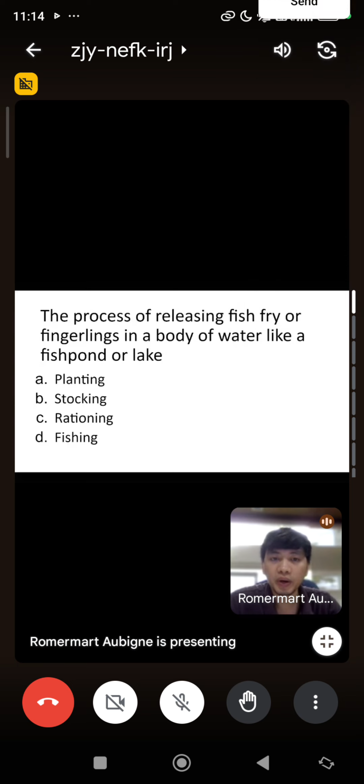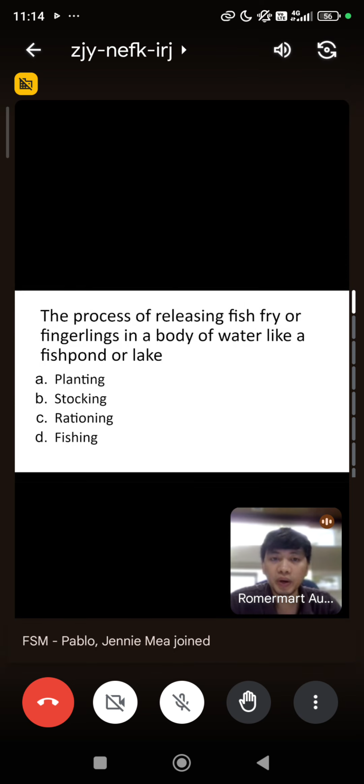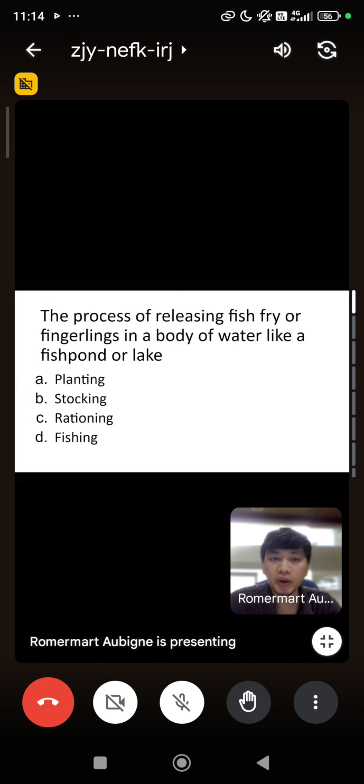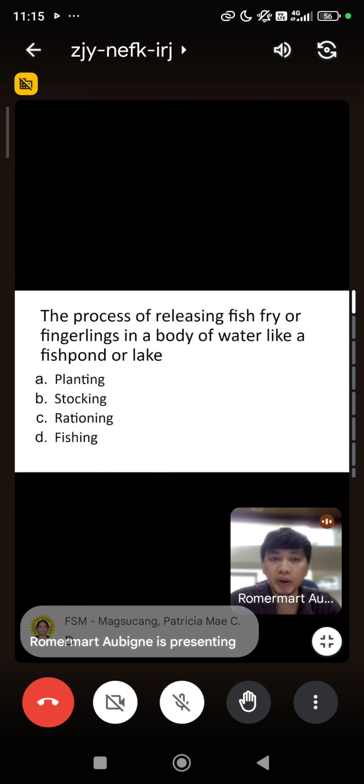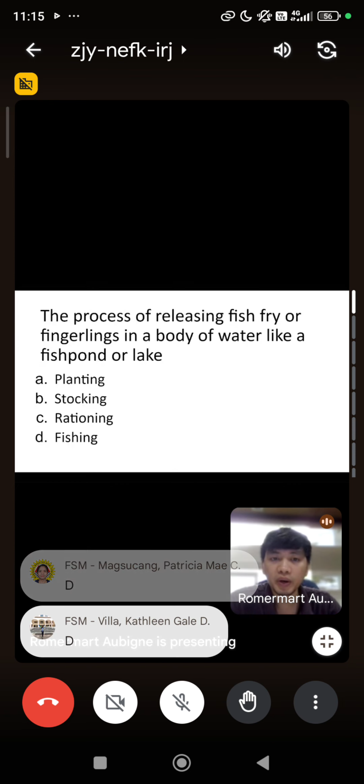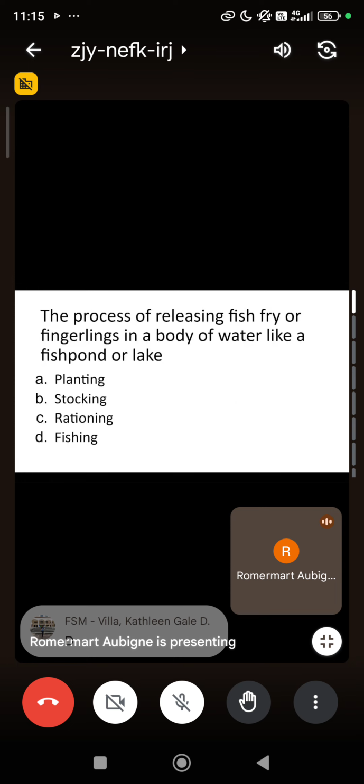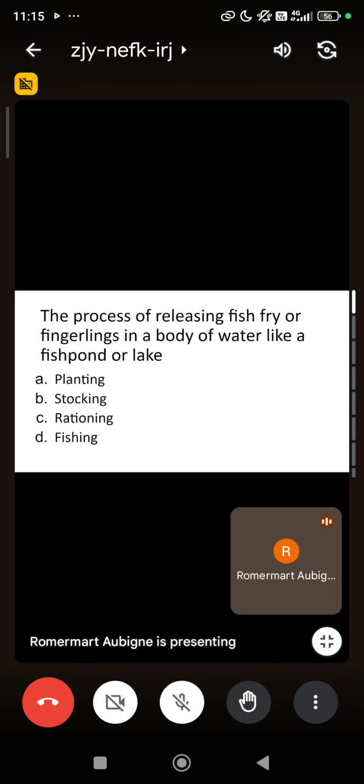Next, the process of producing fish fry or fingerling in a body of water like a fish pond or lake. We call this as A. Planting, B. Stocking, C. Rationing, or D. Fishing. So we call the process of releasing fish fry or fingerling in a body of water like a fish pond or lake stocking. Ang tawag po natin doon.